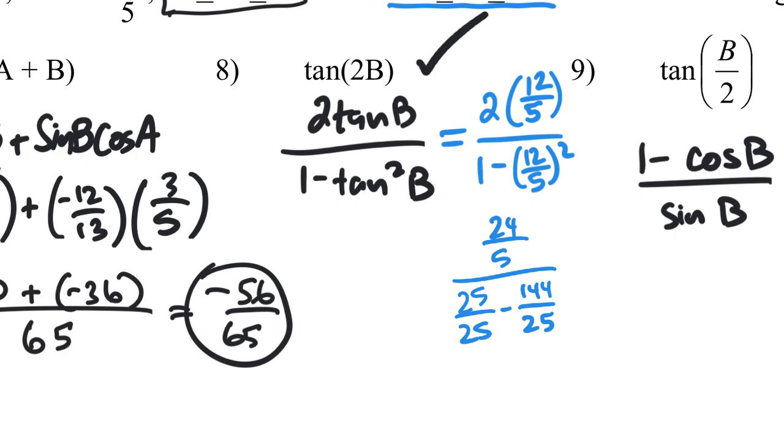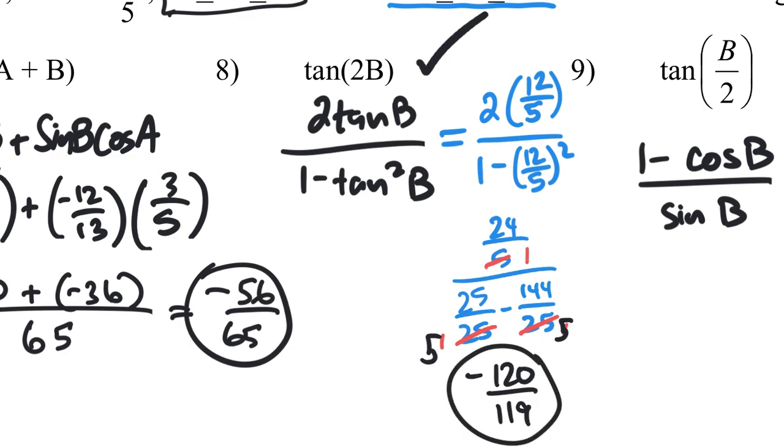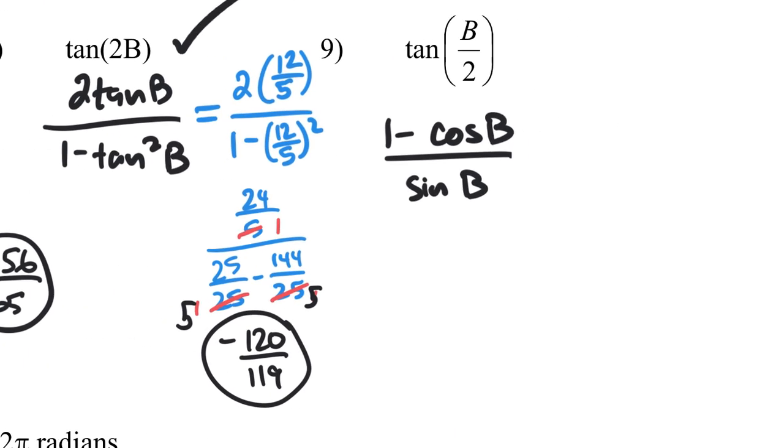We can do some simplifying kind of on the fly here. We could reduce and reduce. And when it's all said and done, we end up with 24 divided by, oh, sorry, those should have been 5s, my mistake. And we can go from there. When it's all said and done, we end up with negative 120 over 119. All right. So let's move to the third one.